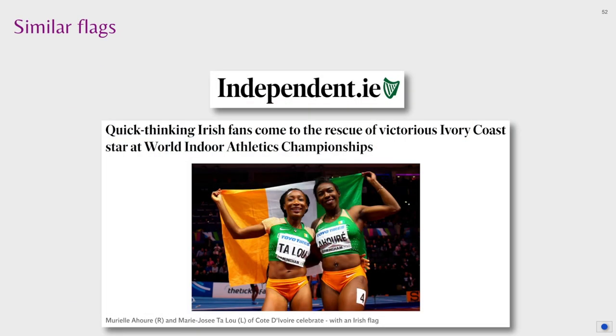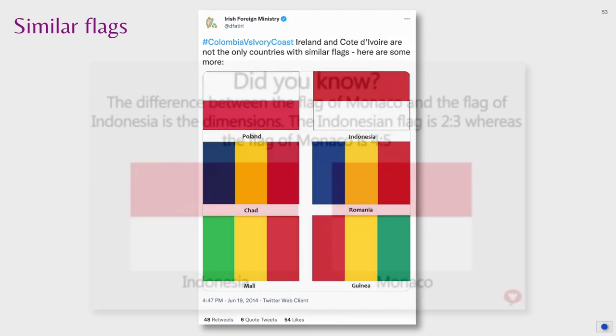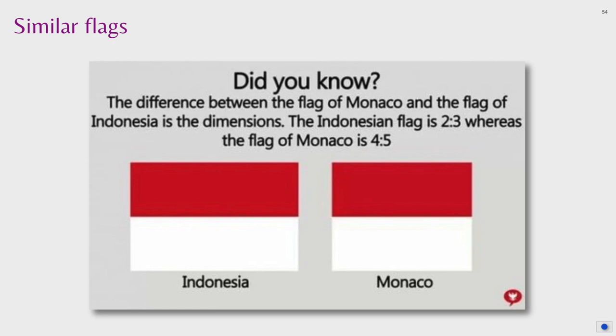which is handy when you come from Ivory Coast, or more correctly, Côte d'Ivoire, and you do not have your own flag handy, but come across some friendly Irish fans who lend you theirs. The Irish Foreign Ministry keen to point out that other countries have similar flags. I would have possibly started with the flags of Indonesia and Monaco, which are only distinguishable by their ratio.